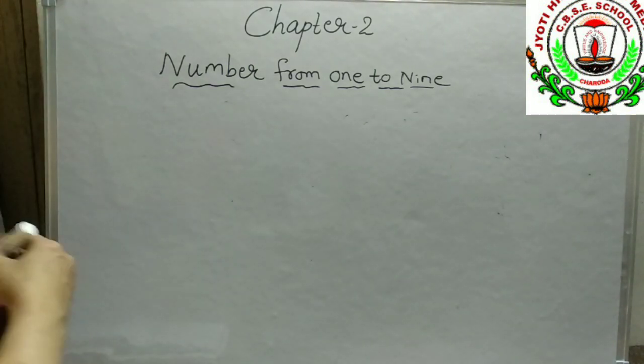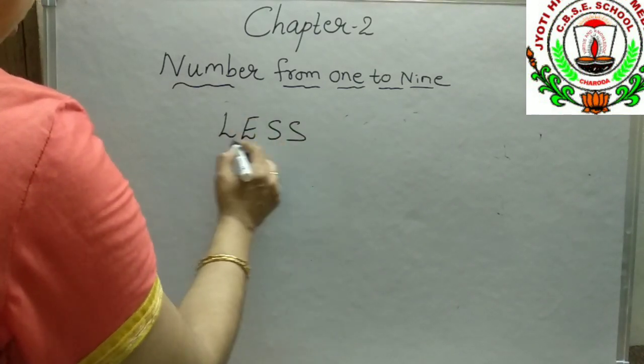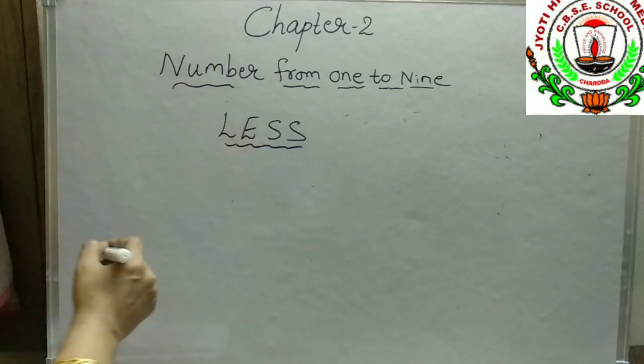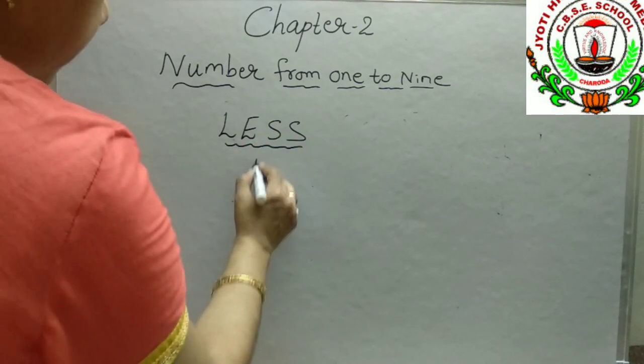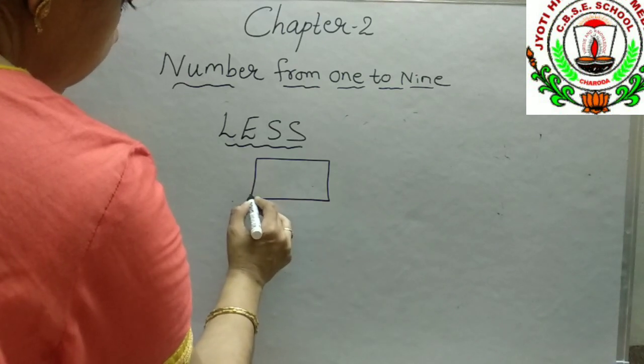Next one is less than. How will you spell less? L-E-S-S, less. Less means the number which is less than the other.